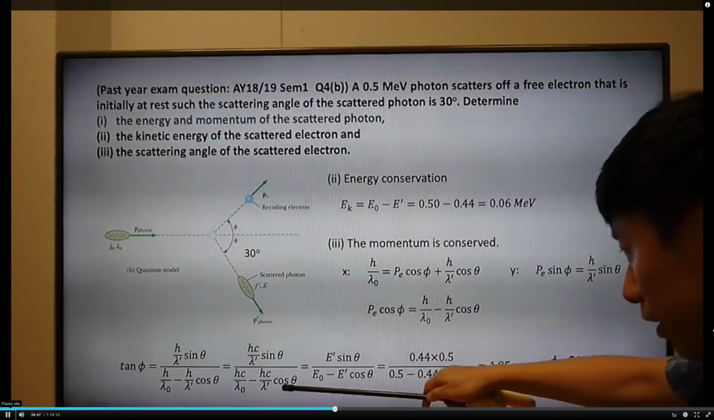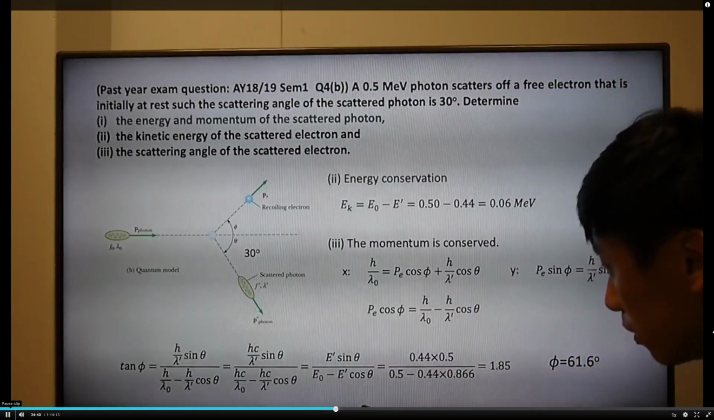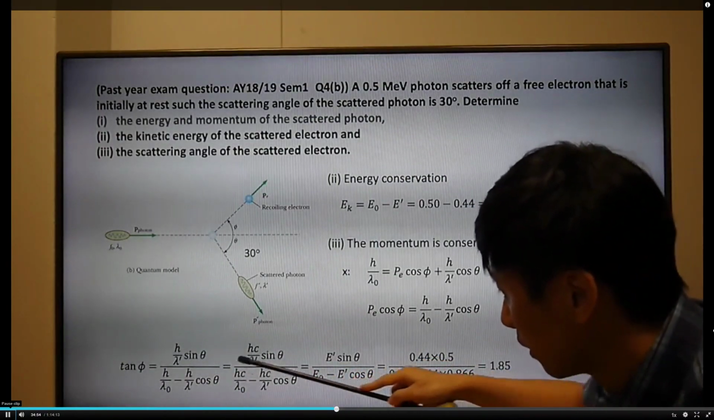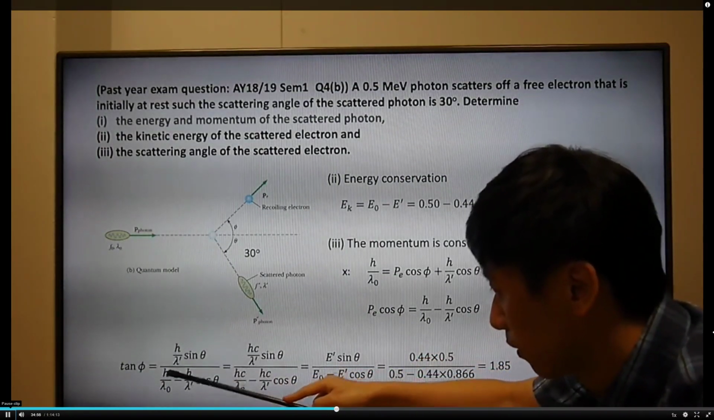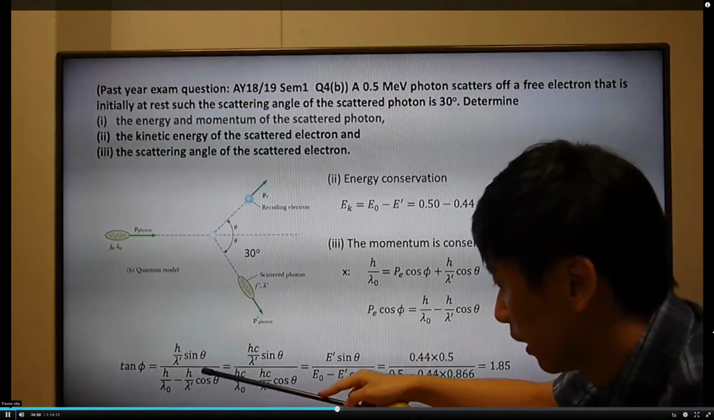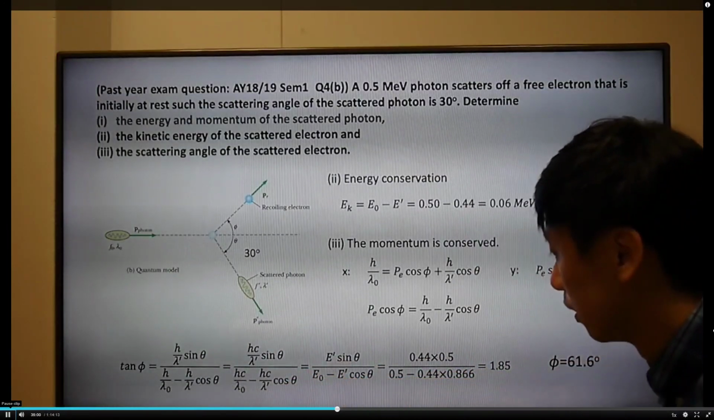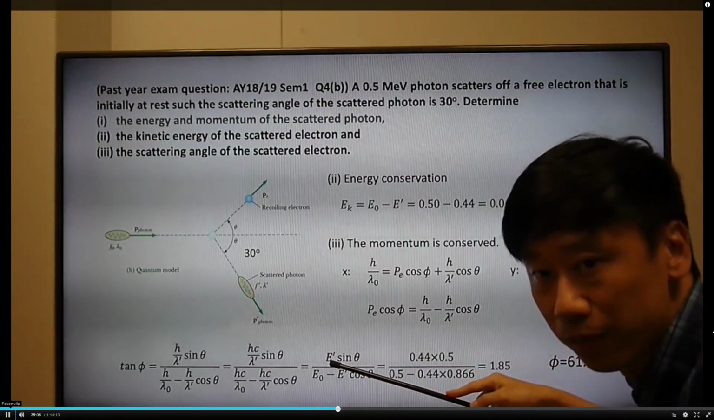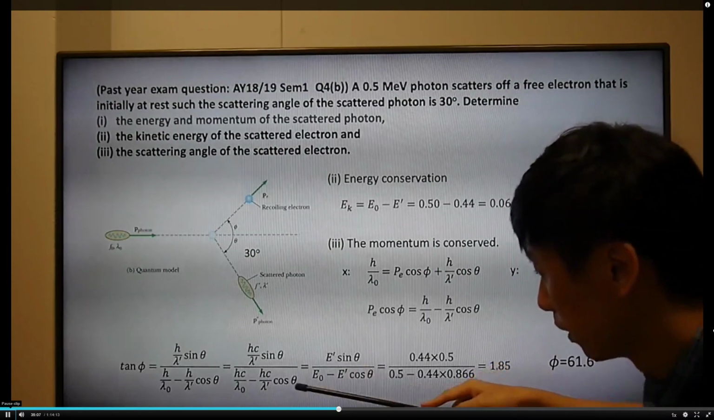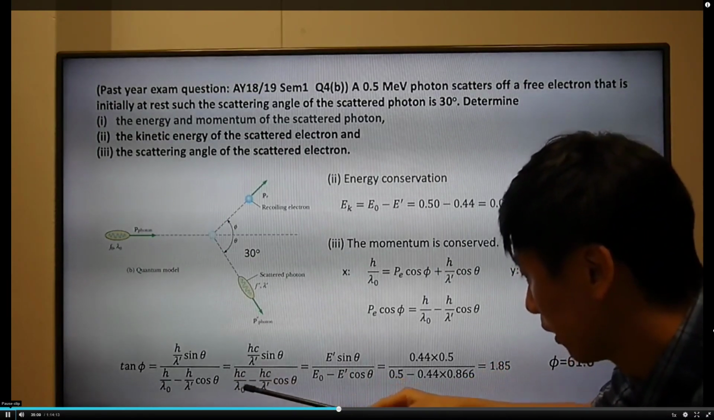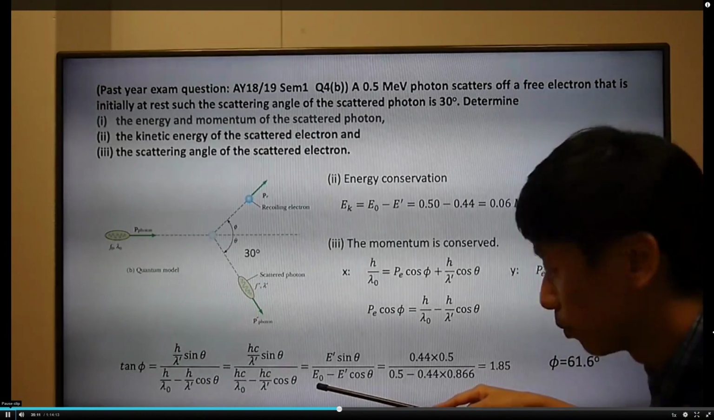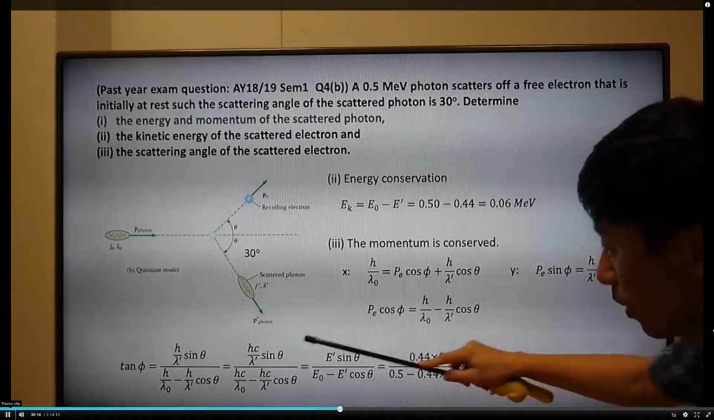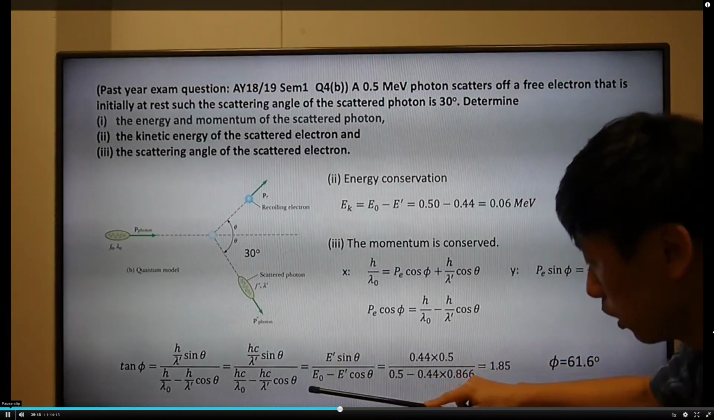Okay, and then this hc, multiply the speed of the light at each side, each term. Then this hc over lambda prime is E prime, the energy of the scattered photon, and hc over lambda 0 is the energy of the incident photon, E0. Then you can simplify, you can make this equation simple, as you can see here.